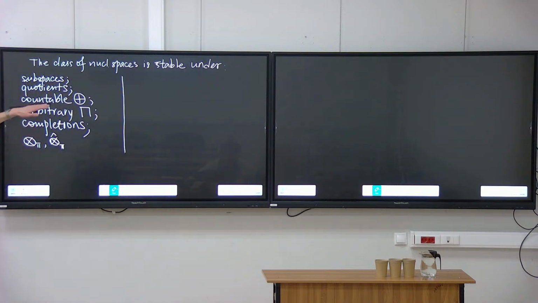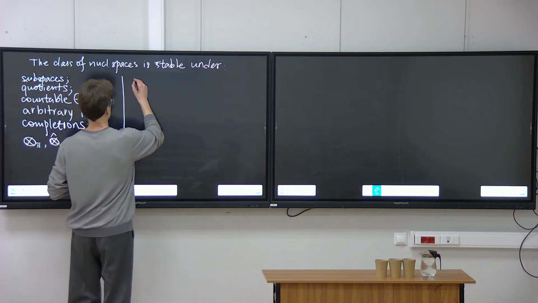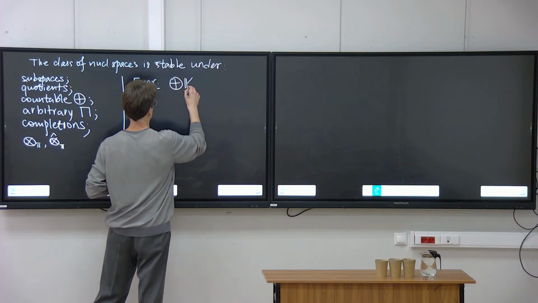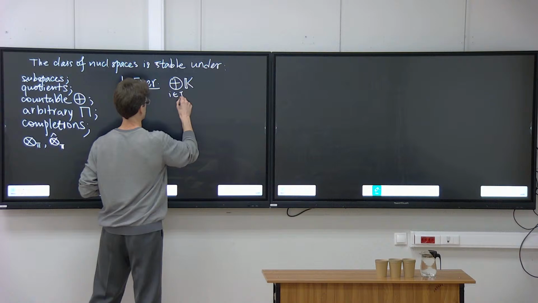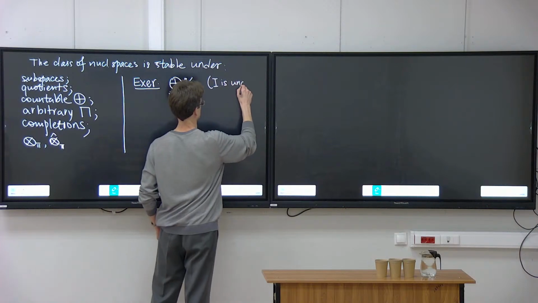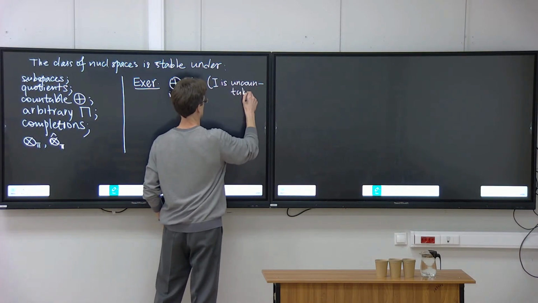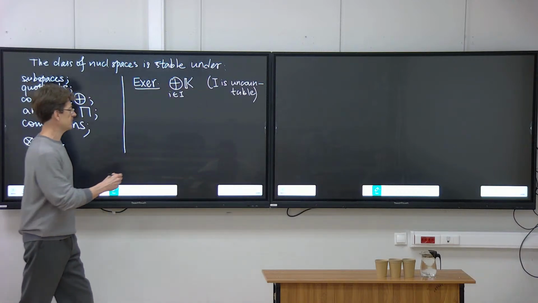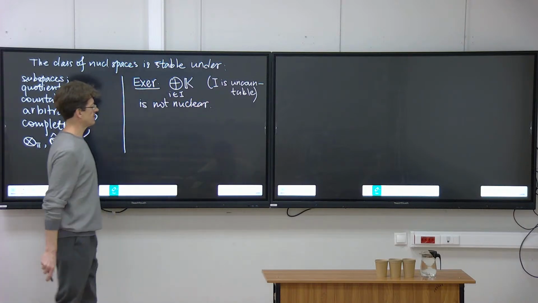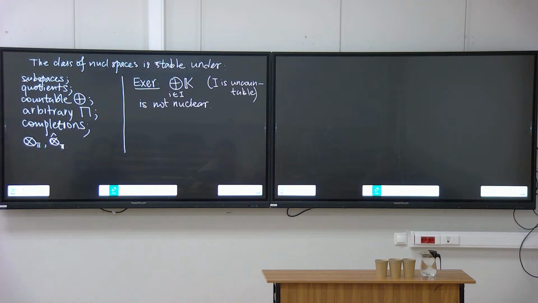By the way, the assumption that we consider only countable direct sums here is essential, and here is a useful exercise. If you take an uncountable direct sum of copies of the base field, where the index set I is uncountable, then this space is not nuclear. In other words, the strongest locally convex space of an uncountable dimension is not nuclear.